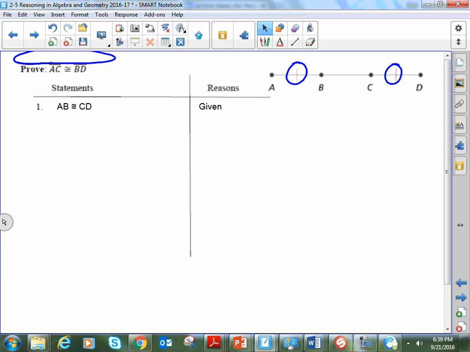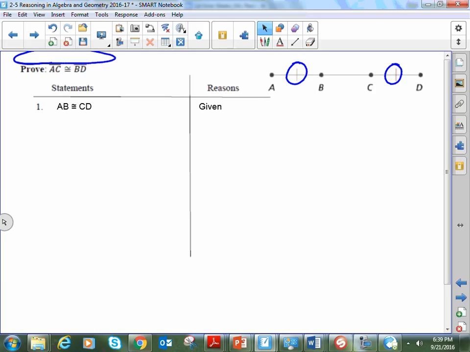Even though they didn't write it out for me, in the diagram, we can see, based on what we know about how geometry is symbolized, that those two segments have to be the same. So there's my given information.